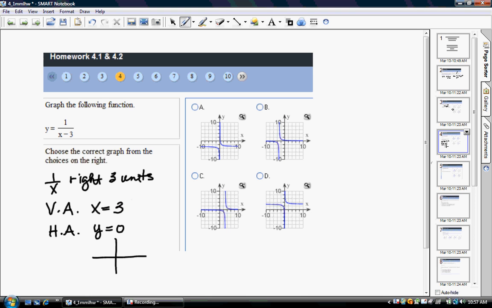So we're looking for a horizontal asymptote of 0, vertical asymptote at 3. And remember that the graph has a basic shape of down here, right, and then above the asymptote on the other side. So that shape just shifted right, and that occurs right here in part C. Okay.